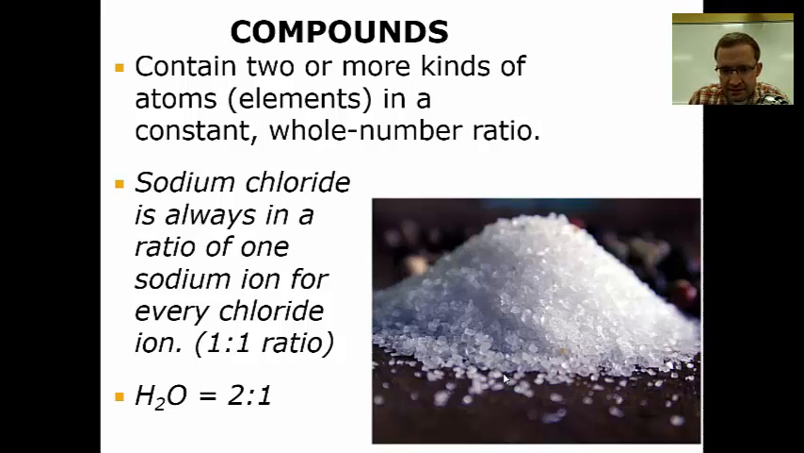Sodium chloride is one sodium ion for every chloride ion, 1-to-1 ratio forever and ever, everywhere you go. Water, for example, H2O, is a 2-to-1 ratio, no matter where you go. That's what water is going to be. And so that makes it a substance because it's the same everywhere, and it's a compound because it has a ratio of two kinds of elements put together. Compounds can have anywhere from 2 to dozens of different elements put all together. Most compounds we'll study have anywhere from 2 to maybe 5 or 6 most of the time, but they're always in a whole number ratio that you can write a formula for and write a name for.